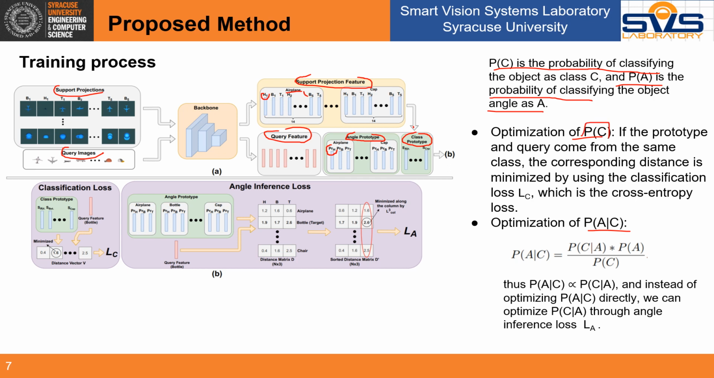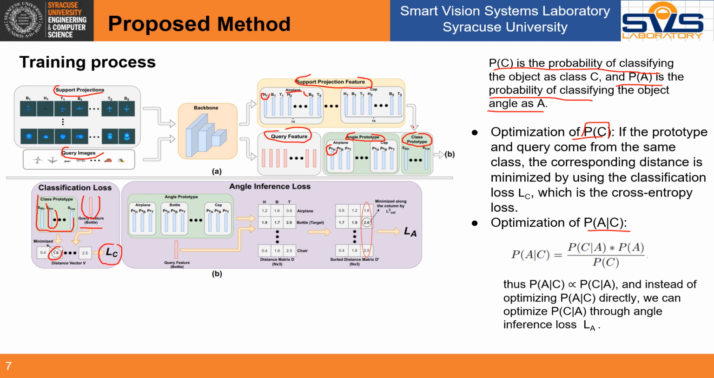We did it the same way as ProtoNet did. We have the class prototype, we have the query features. For example, if these query features belong to the bottom, we just need to minimize the distance between the bottom's query features and its corresponding support prototype features here. That's this value. We just need to minimize it. We will have the classification loss.